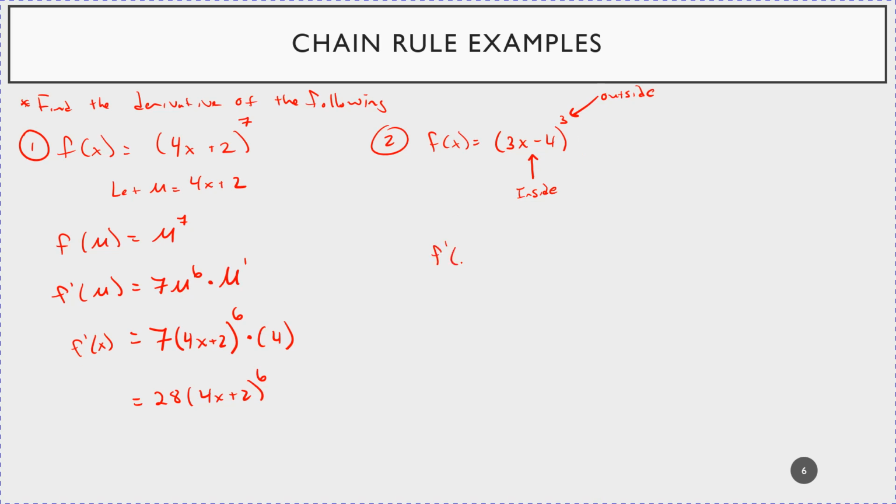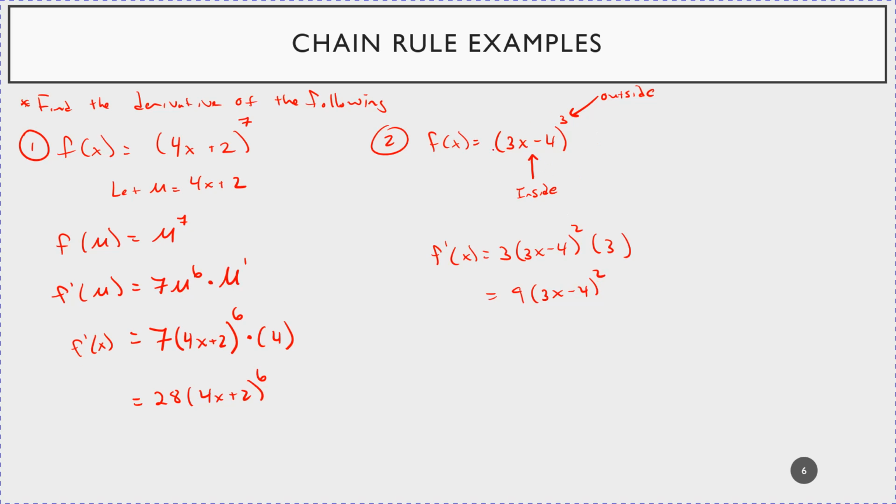So using the chain rule, it's the derivative of the outside. Let me differentiate this exponent. Let me bring the 3 down. I'm left with (3x minus 4) squared, right? Because I'm just doing the power rule. And then it's times the derivative of the inside. The derivative of 3x minus 4 is just 3. So 3 times 3 ends up being 9 times (3x minus 4) squared.